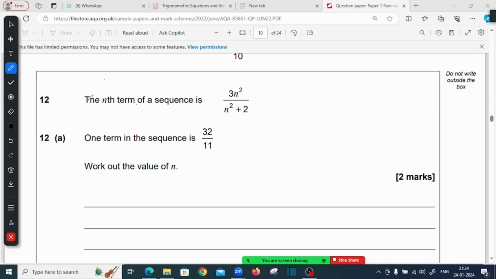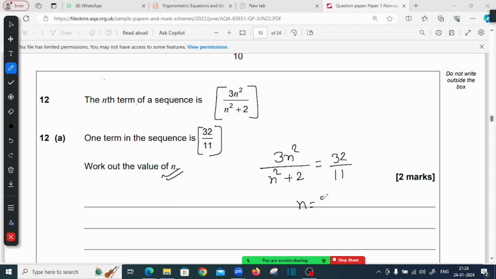So this question number 12 says the nth term of the sequence is this, and one term of the sequence is this. Work out the value of n. You just have to equate this, so 3n square upon n square plus 2 should be equal to 32 upon 11, and from here you will get the value of n, no problem.